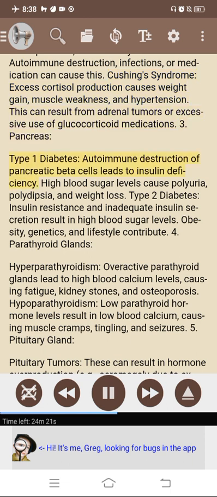3. Pancreas. Type 1 diabetes. Autoimmune destruction of pancreatic beta cells leads to insulin deficiency. High blood sugar levels cause polyuria, polydipsia, and weight loss. Type 2 diabetes. Insulin resistance and inadequate insulin secretion result in high blood sugar levels. Obesity, genetics, and lifestyle contribute.